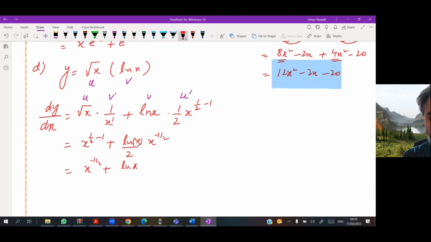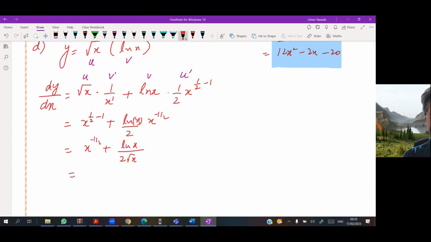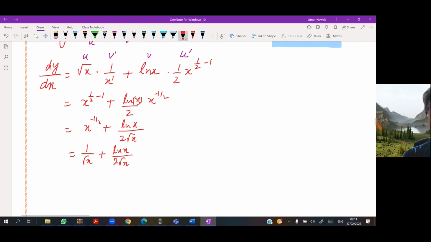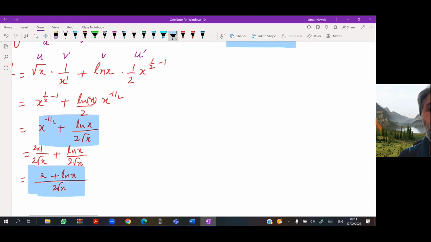This is ln of x. Bring it down to square root of x. Also, you can bring it down: 1 over square root of x plus ln of x over 2 square root of x. If you want to write it as a single fraction, multiply with 2 over 2 square root of x, so 2 plus ln of x. If a student wants to stop here, no problem. Here is also the answer.